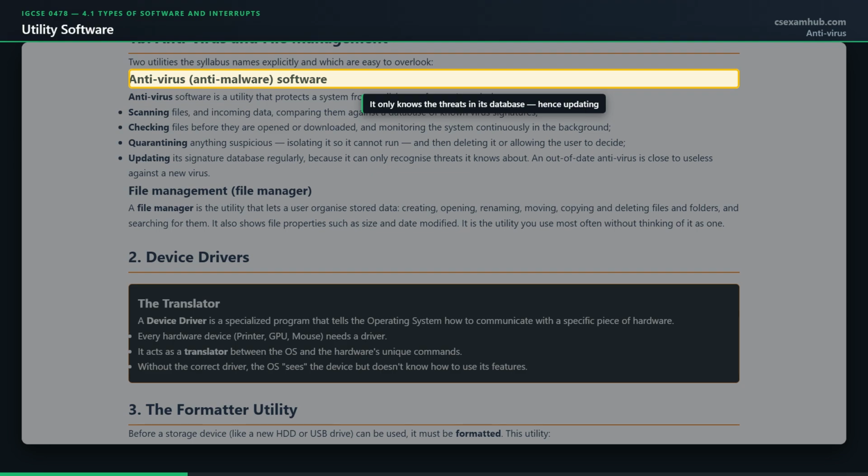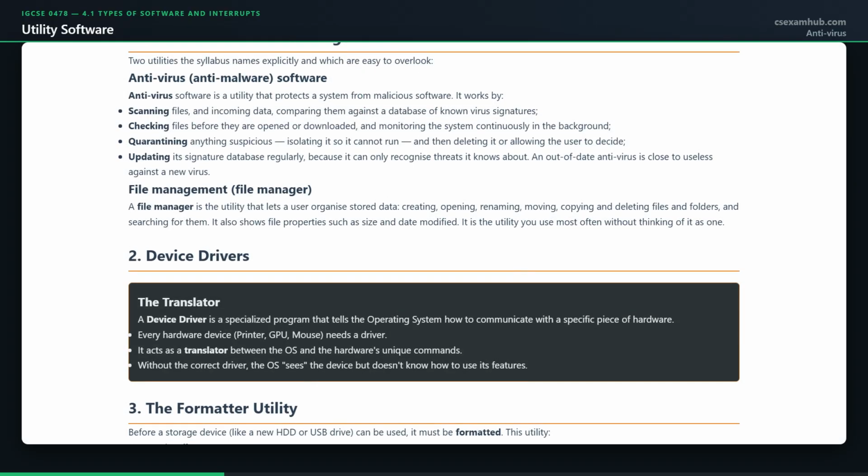That last step is the one to include, because it explains the software's central limitation. It can only recognize threats it already knows about. An out-of-date antivirus is close to useless against a virus written last week, which is why updating is not an optional extra but part of how the protection works at all.